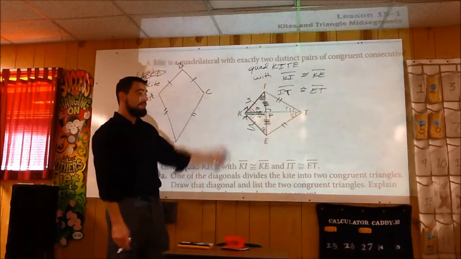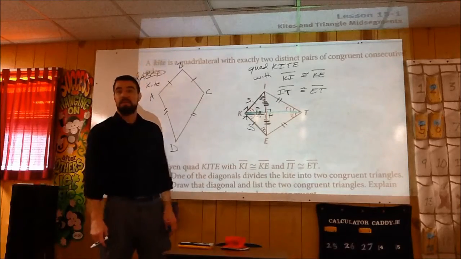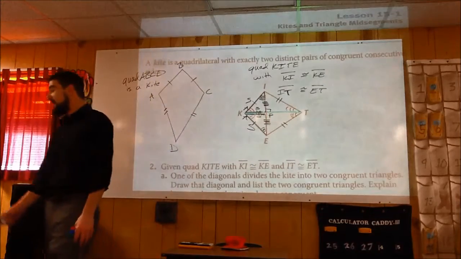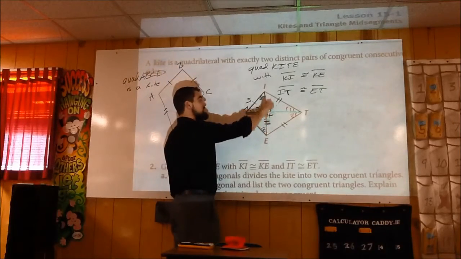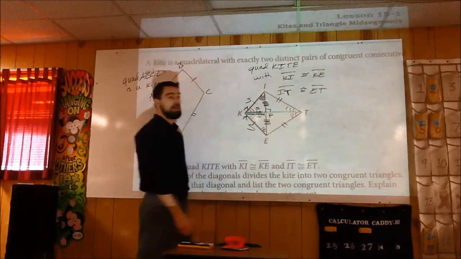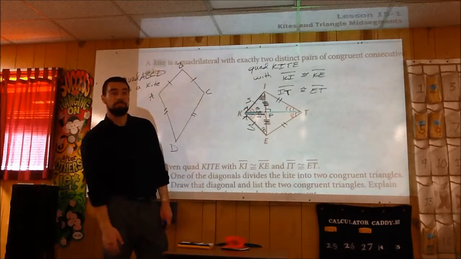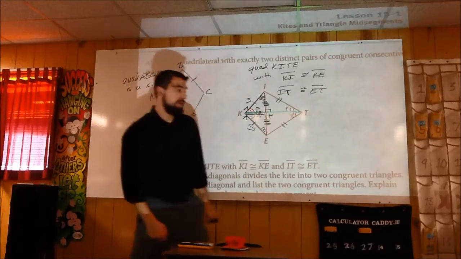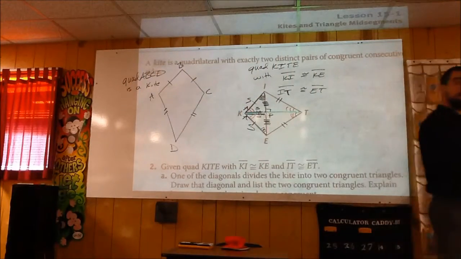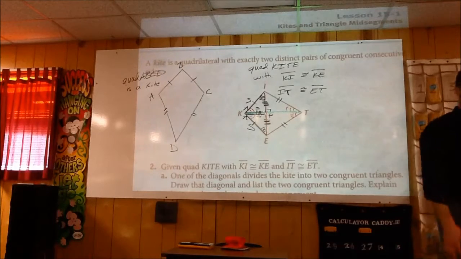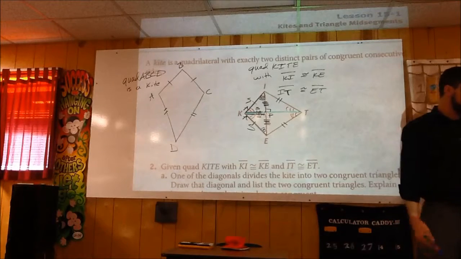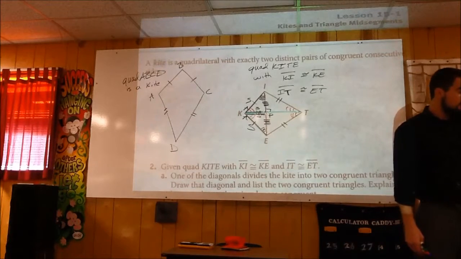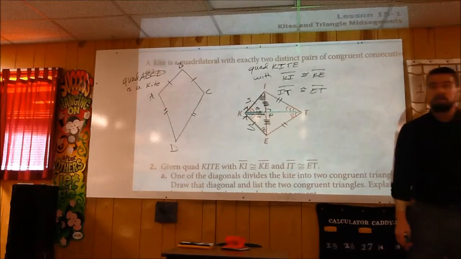So what can you say about diagonal IE? What is happening to diagonal IE? What is it called when something is broken up into two congruent parts? It's being bisected, okay? And also it's written right here. One diagonal is being bisected. So these are your last two facts. This is how the diagonals are interacting with one another. Diagonals are perpendicular, and one diagonal is being bisected.